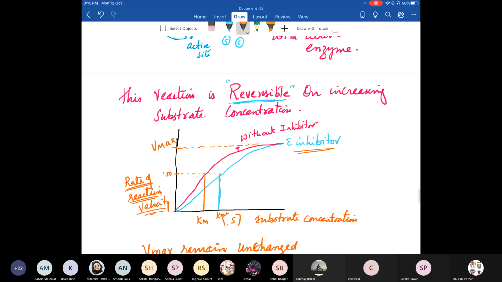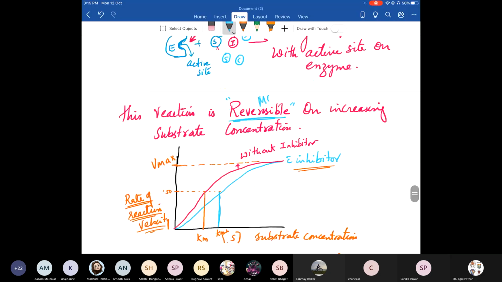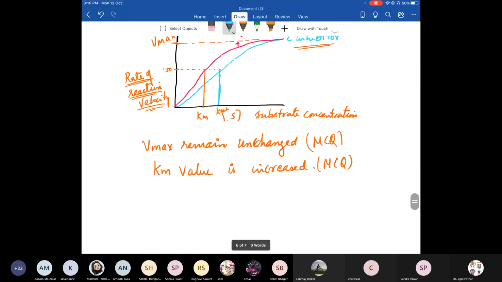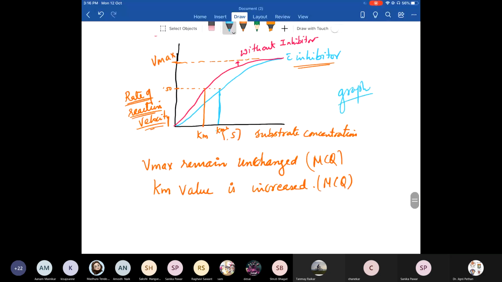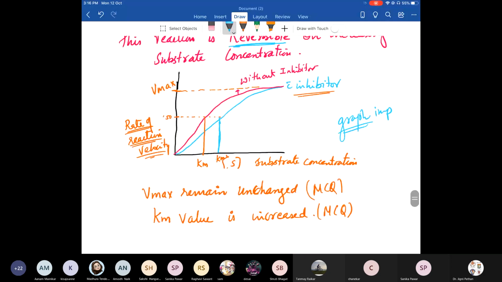Very important question, very important MCQ. This is both questions. Very important MCQ. Graph is important. Did you all understand? It's important with respect to your main exam as well as for your medical exam. Any doubts to anyone? Go through it. Take your time.